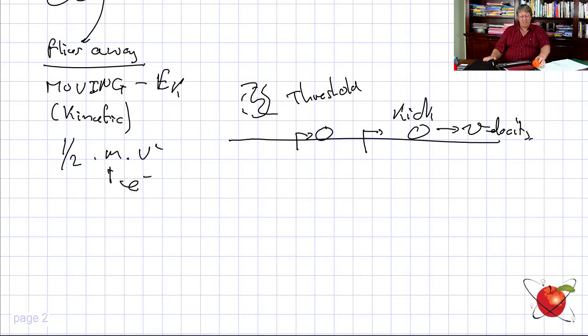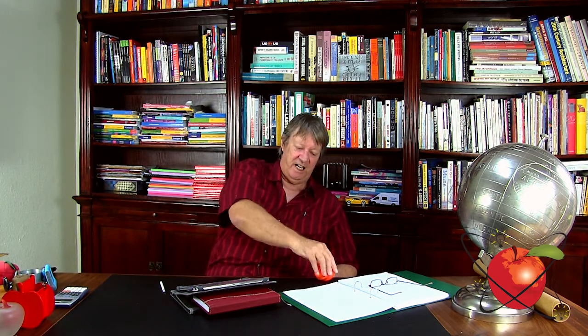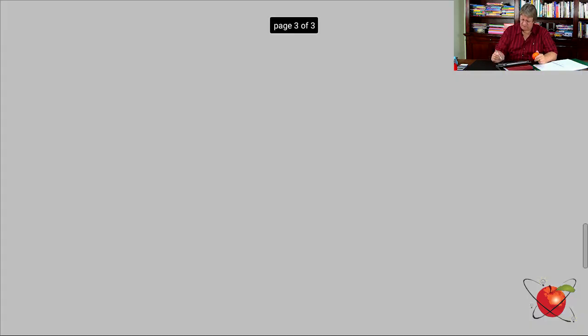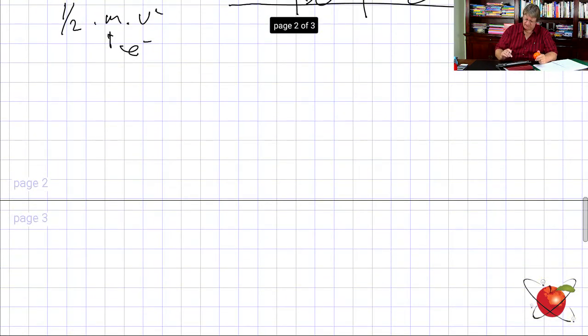So what does it mean? It means that the electron has been given sufficient energy to dig it out. There we go, I've dug it out of the metal, and I've given it a kick. The amount of energy needed to dig it out, plus the amount of energy that is left over, gives it the kinetic energy.